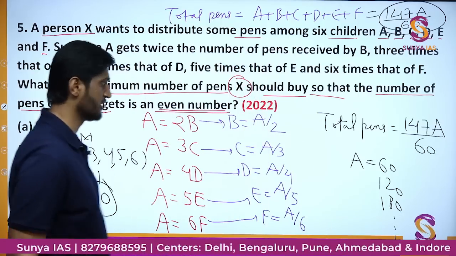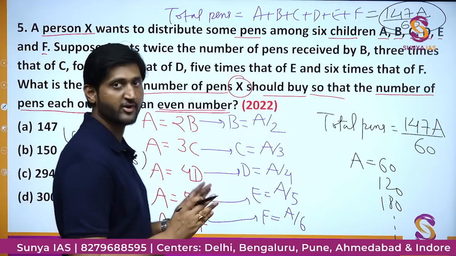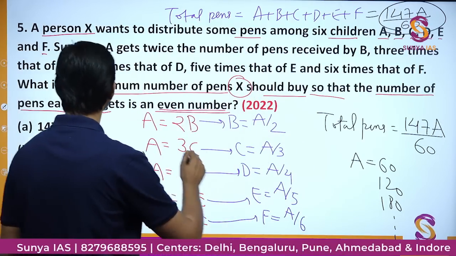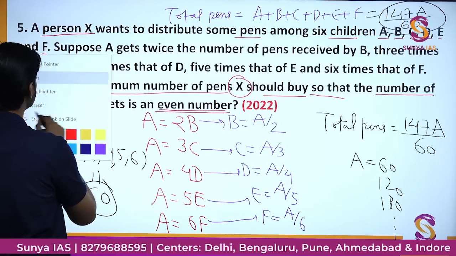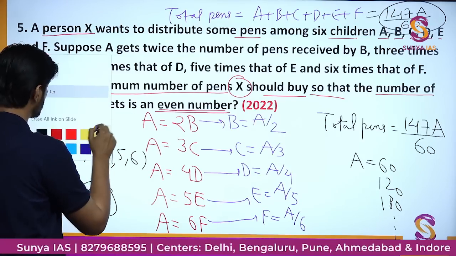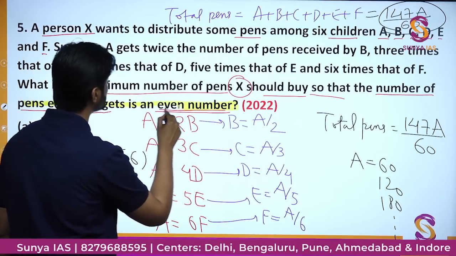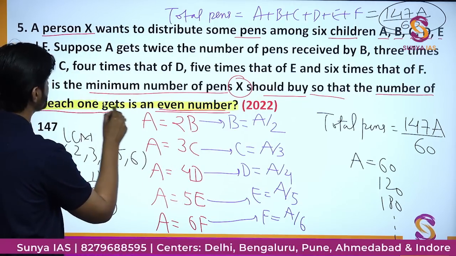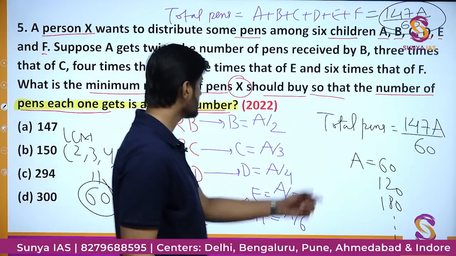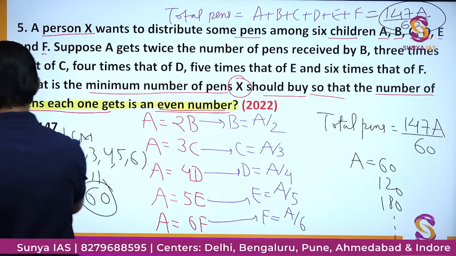We can have different values of A. Now the only condition which should be satisfied is the one given here, that each student is getting an even number, and this is very crucial to solve this particular question. You must ensure that each student is getting an even number of pens. So let us first try with the value of 60.